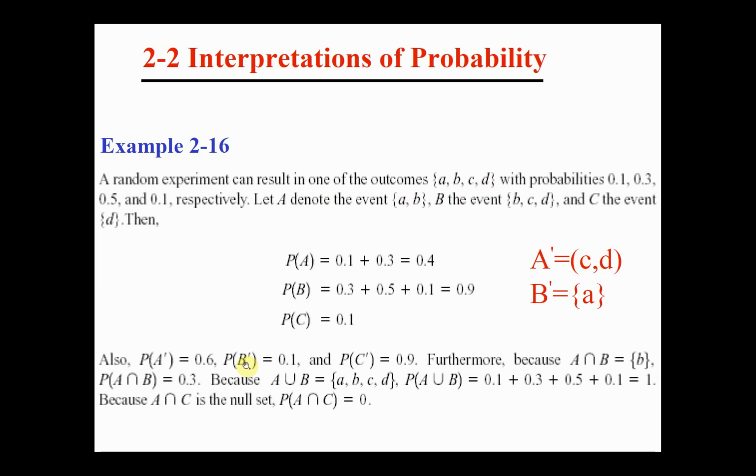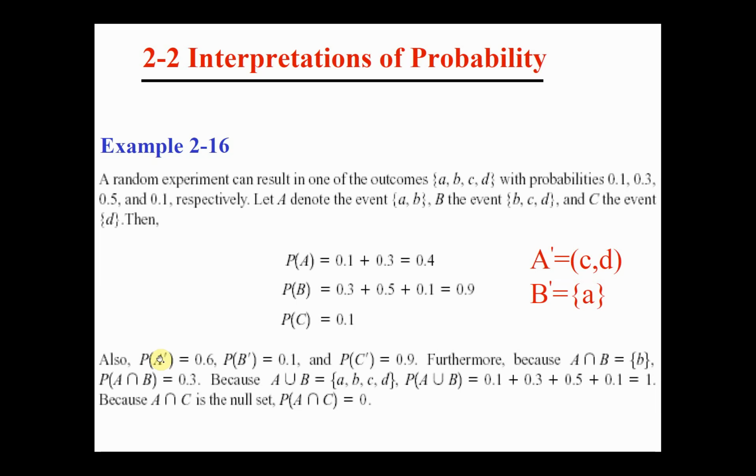And B complement: if B is b, c, d, then B complement is a. This a is not in B. And finally, C complement: if C contains only d, what is C complement? Obviously a, b, and c. So if we would like to get the probability of A complement, we know that A complement contains c and d, right? So the probability of c plus the probability of d: 0.5 plus 0.1 is 0.6. This is the probability of A complement.